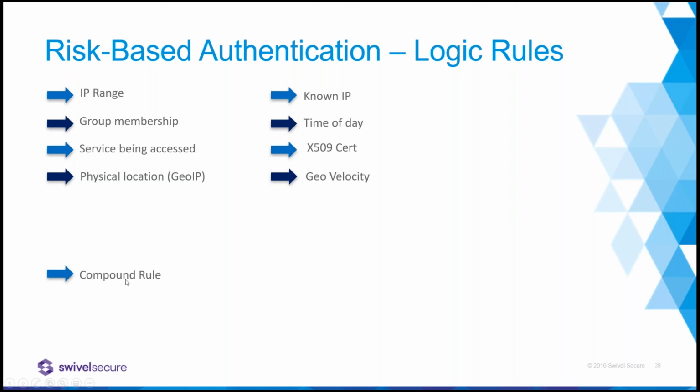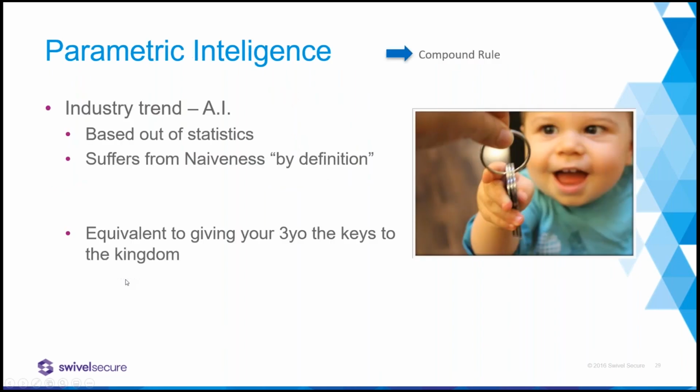The most powerful one is called the compound rule, and enables you to have something called parametric intelligence. So again, what's the buzz on the market? Artificial intelligence. Everyone talks about it. However, if you know anything about AI models, you know they are based on statistics. And as such, an AI will consider the good and the bad scenario, meaning that by design, it will suffer from naiveness, and consequently, it will fail until it learns. Now, it's very interesting to use that in a controlled environment, but if you're using this to control the access to your systems, it's actually a pretty bad idea.